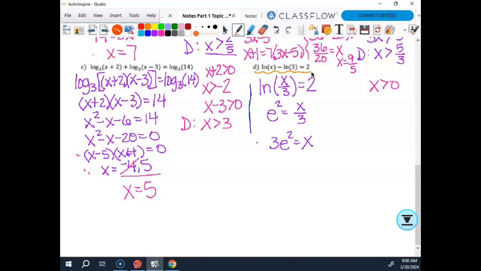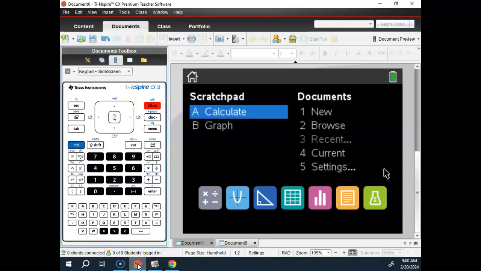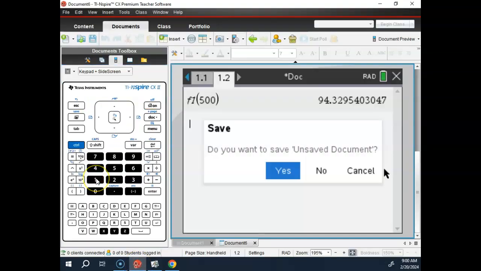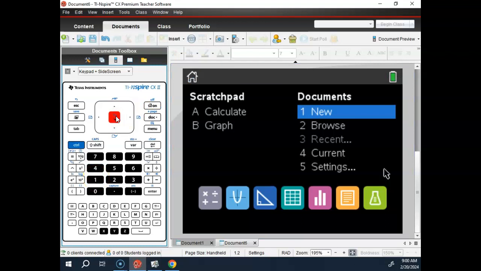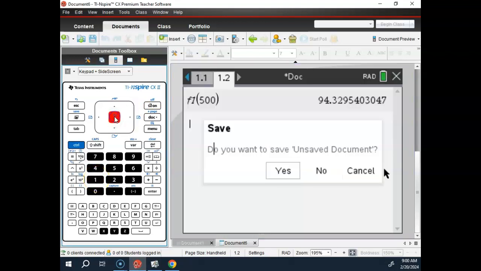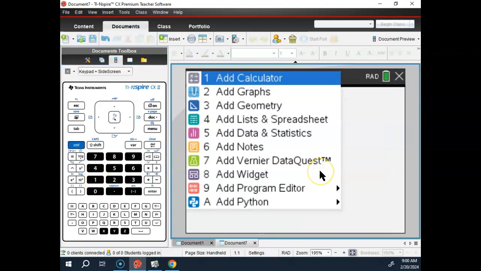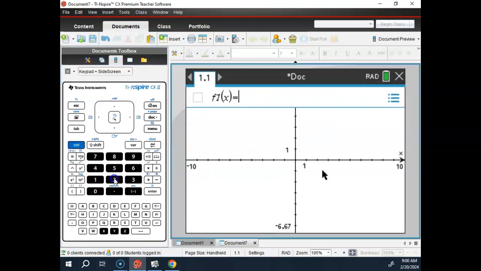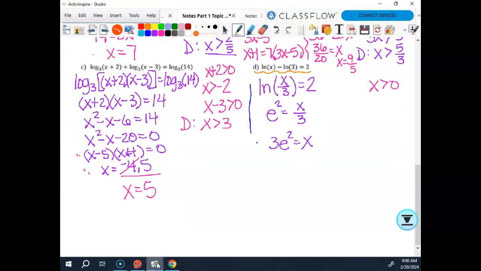The graph. Okay, so let's turn on our calculators. You're on the black screen, 1 for new, say no, and then we're going to add a graph, okay? So now that I'm going to do that, what am I going to type in to F1? Because I can't type that whole thing, right? Because there's an equal sign. So what do I type?